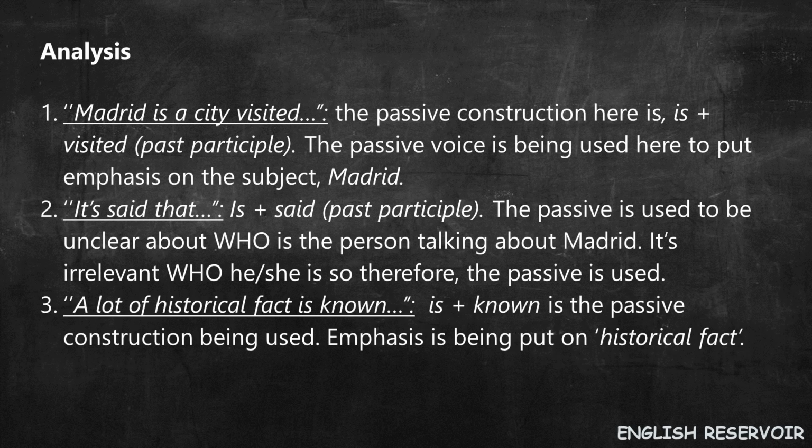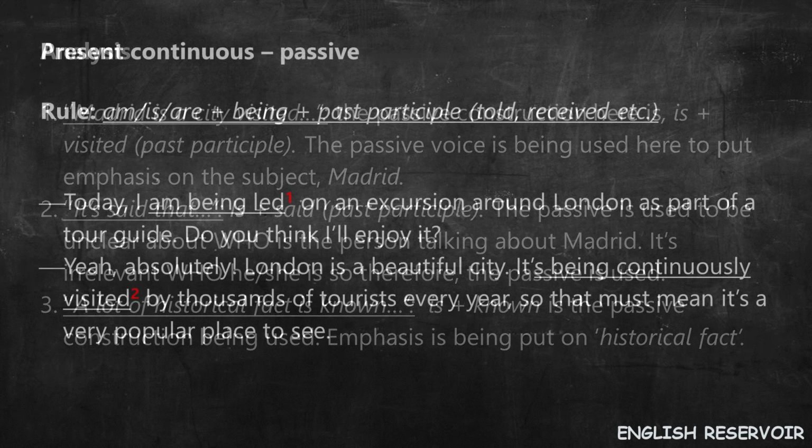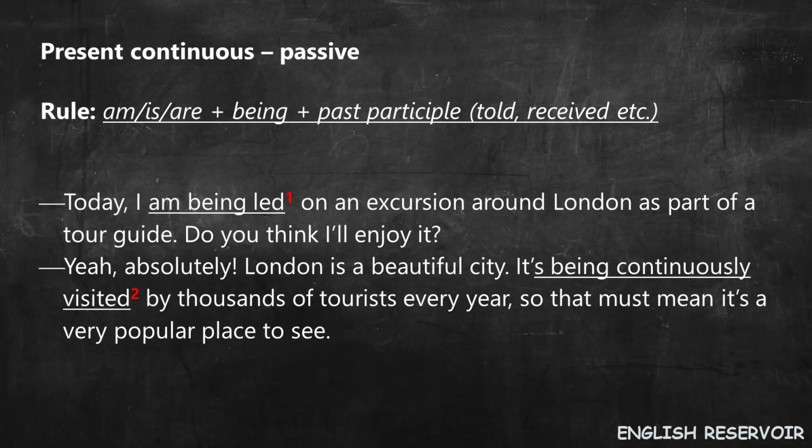3. A lot of historical fact is known. 'Is' plus 'known' is the passive construction being used. Emphasis is being put on historical fact. Present continuous, passive. Rule: am, is, or are plus being plus past participle. Told, received, etc.